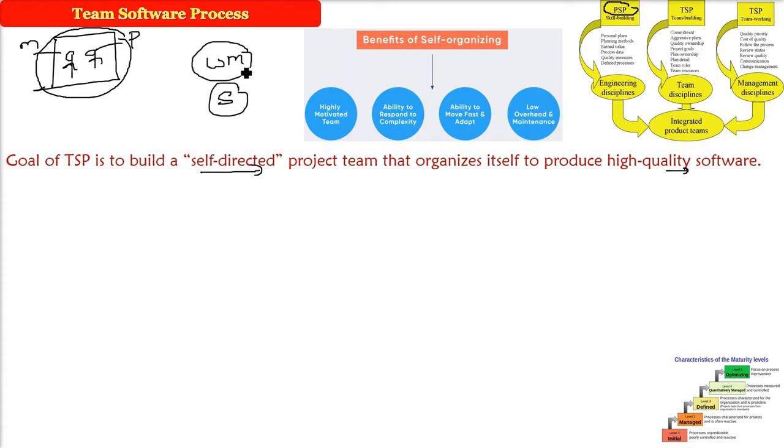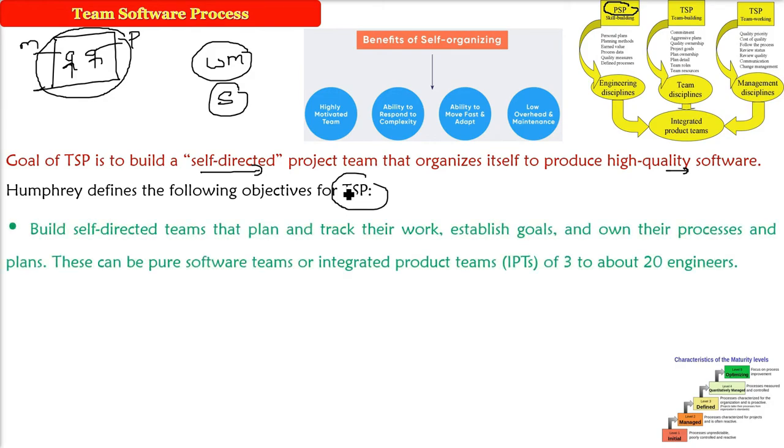In Waterfall, we know what to do. In Spiral, we know what to do. But here, the team will decide. So Humphrey gave certain objectives of this TSP. First is self-directed: build a self-directed team that will plan and track their work. They will establish goals and own their processes and plans, because it's teamwork. This can be a pure software team, or software along with some other team, an integrated product team. So 3 to 20 engineers. This is what Humphrey has suggested.